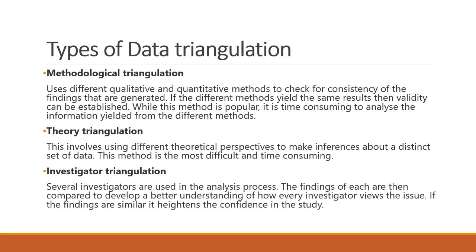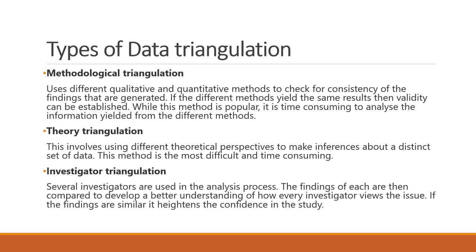And then investigator triangulation, or researcher triangulation. So several researchers are used in the analysis of the process. You, as the researcher, conduct the research and do the analysis, but then you also get somebody else, a colleague, another researcher, to also engage with the research and see whether the themes that are coming up or the analysis that they do will be in line with your own analysis.